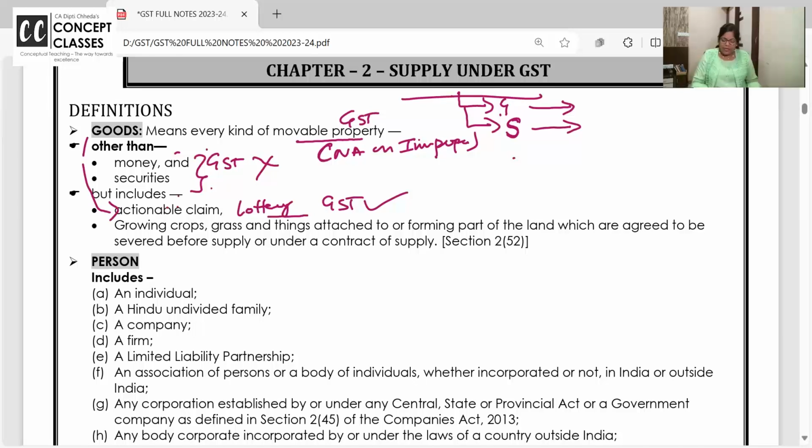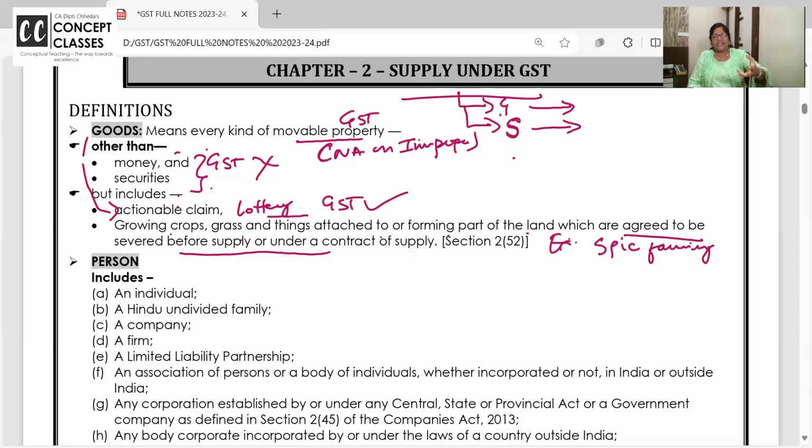It includes growing crops, grass and things attached to or forming part of land which are agreed to be severed before supply. For example, we can take spice farming. If you have been to Kerala or Northeast Sikkim, there are tea farms and spice farms. Spices are grown on agricultural land, in the jungle, on the farm. So is it immovable? No. But before the product is ready for supply, they are removed from the land.